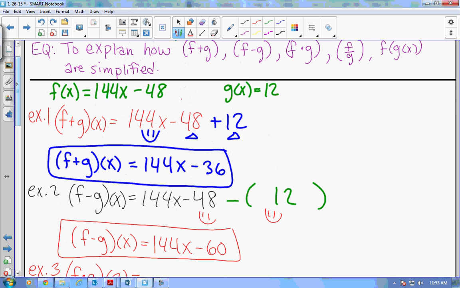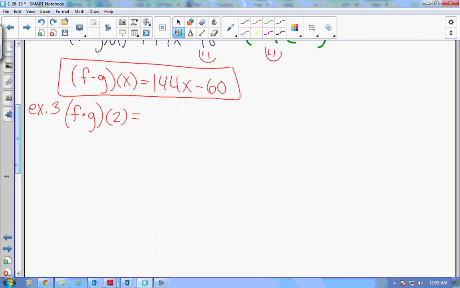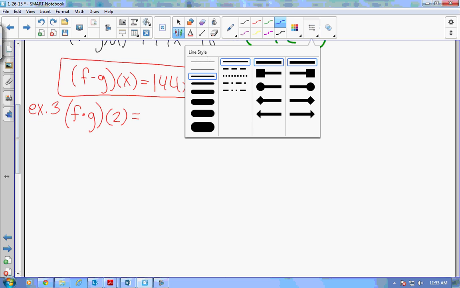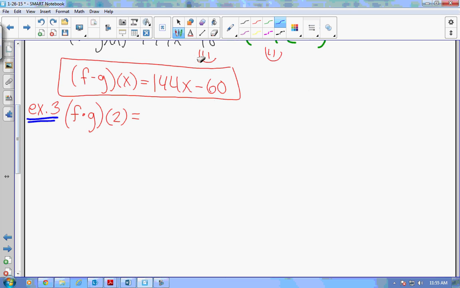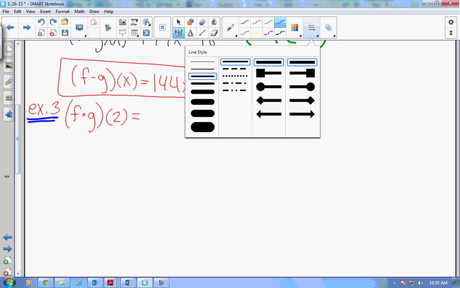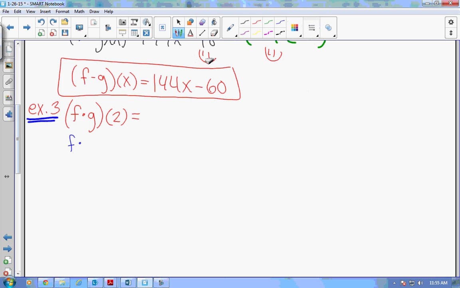So let me write these over here so I can see both of them. F of x was 144x minus 48. G of x was 12. Okay, f times g evaluated at 2. We're just going to ignore the 2, and this was on the last video when you were finding, are they inverses of each other? We're just going to ignore the 2, and just first do f times g.